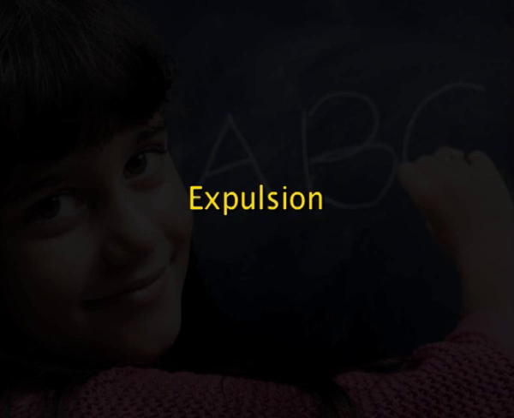Next is expulsion. Expulsion or permanent exclusion terminates the student's education in a particular school. This is the last resort when all other methods of discipline have failed. However, in extreme situations, it may also be used for a single serious offence. Usually, the principal or the head teacher makes the decision for expelling someone.